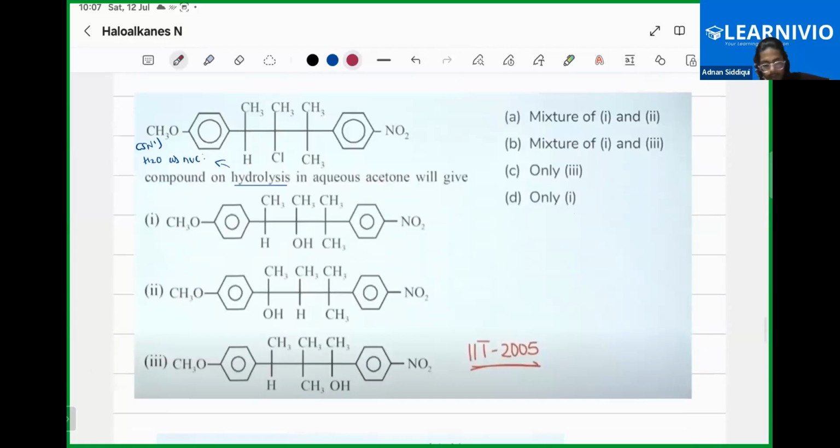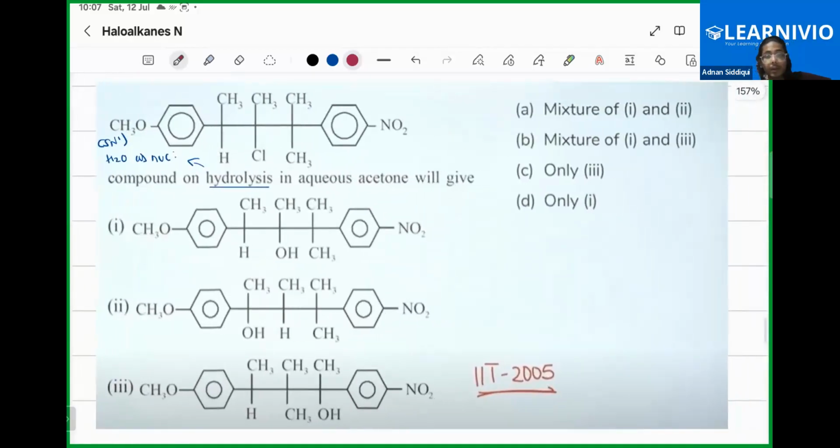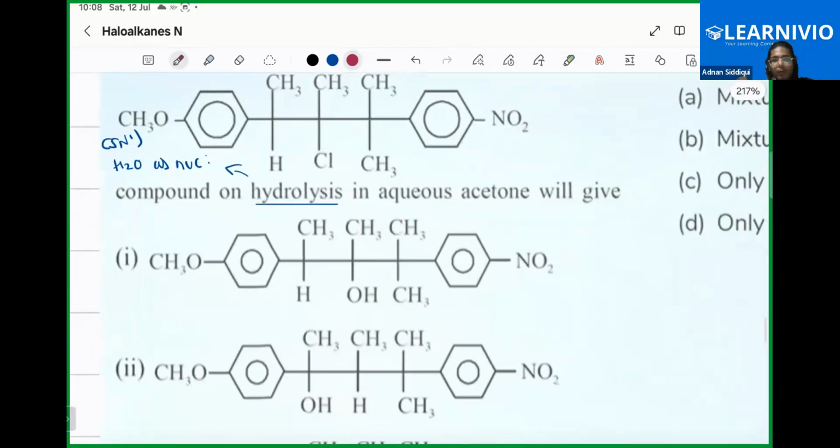This is the question again. So what is happening here? I told you if they are mentioning solvolysis or hydrolysis, they are indicating that the reaction is going to follow SN1 mechanism. If they have mentioned hydrolysis or solvolysis, then you can say the reaction is more preferably going to follow the SN1 mechanism.